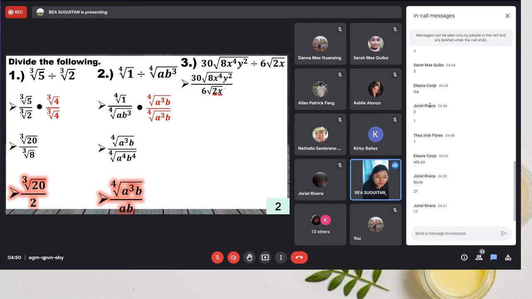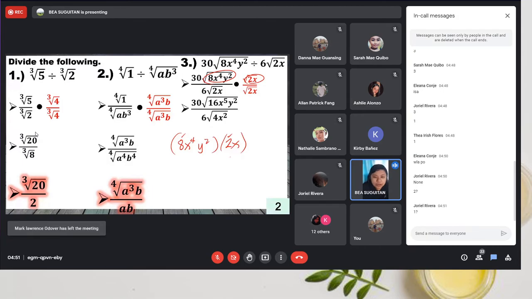Okay, so therefore, we are going to multiply square root of 2x on both numerator and denominator. So let us multiply. So this will be 30 square root of 16. Ma'am, paano naging 16 po iyon? Okay, so dito tayo kay numerator. That will be 8x raised to 4 y squared times 2x. So that is simply 8 times 2. Ayan, 8 times 2, that's why we have 16.